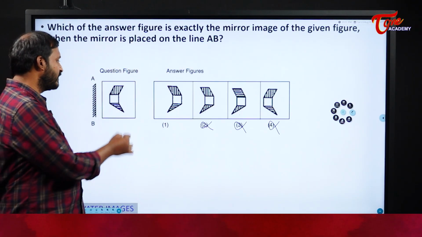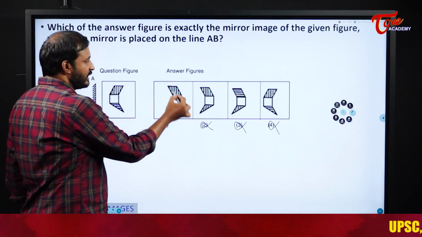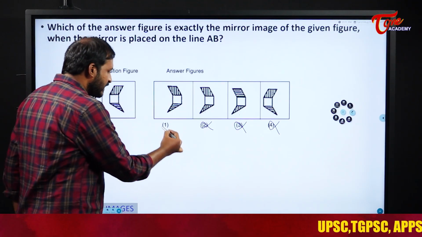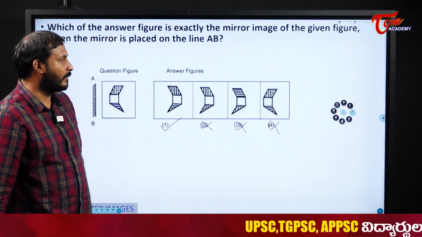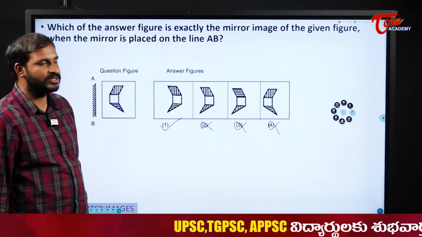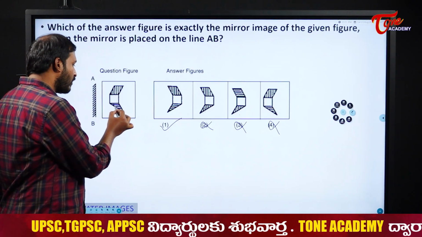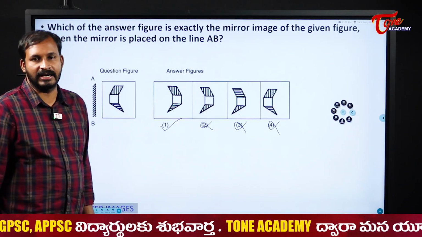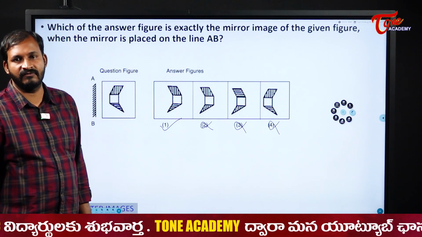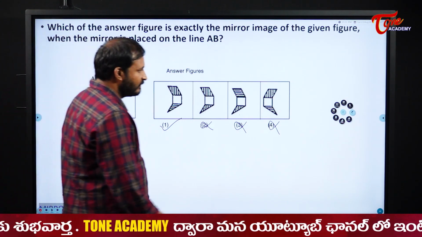So only this one. Now please see here, vertical and horizontal. Both are satisfied. So our answer here becomes option 1. Why? Because these directions will not be changed in case of mirror image. Right? We will see the next one.